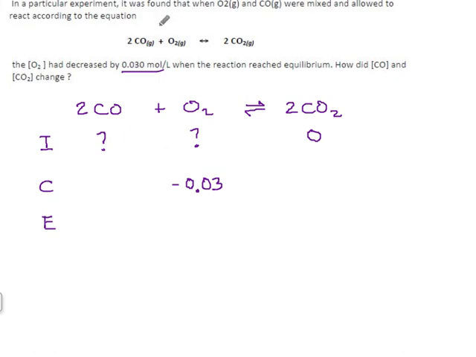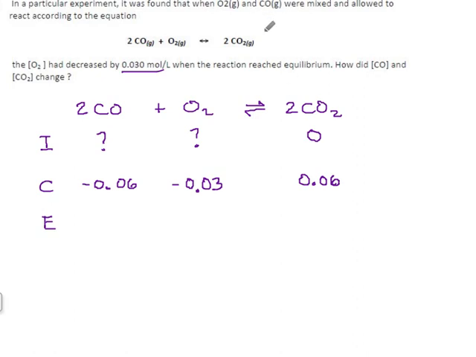Well, look at the ratios. The ratio of oxygen to carbon monoxide is 1 to 2. There's always twice as much carbon monoxide. So if you lose 0.03 of oxygen, you must be losing twice that much carbon monoxide. And the dioxide number, there's two ways you could do this. You could say the oxygen number doubled is your carbon dioxide. Whatever this is, the CO2 is twice as much. Or you could say the carbon monoxide and the CO2, because they're 2 to 2, those numbers always match. So if one of them is 0.06, the other one must be 0.06 also.